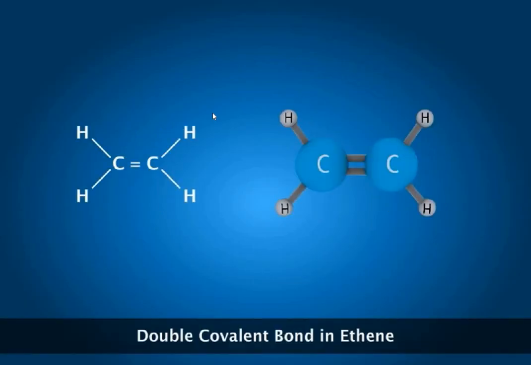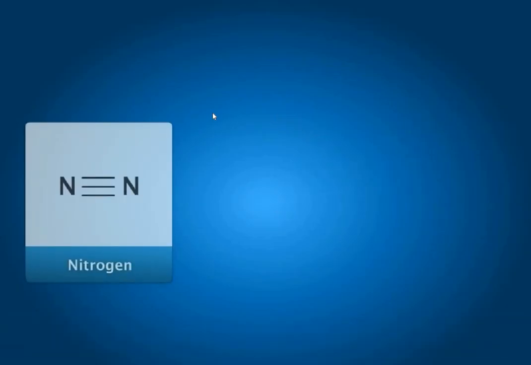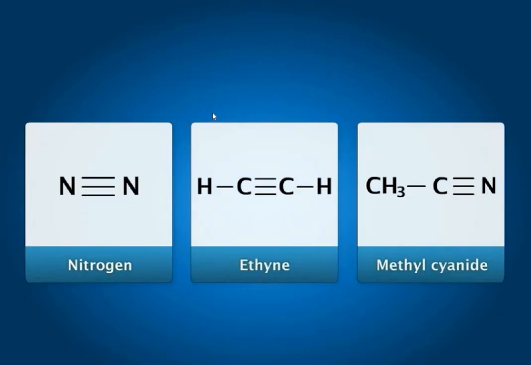A double covalent bond is formed in ethene. It contains 1 carbon-carbon double bond and 4 carbon-hydrogen single bonds. A triple covalent bond is formed between 2 similar atoms or dissimilar atoms. Nitrogen has N triple bond N. Ethyne has C triple bond C. Methyl cyanide has C triple bond N.